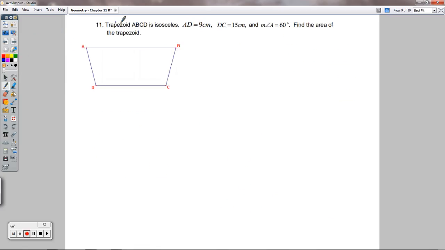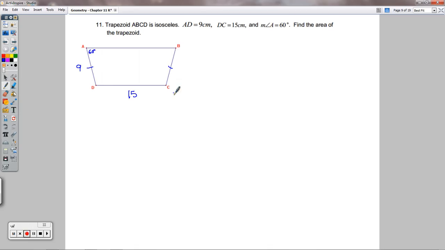Number 11. The trapezoid is isosceles. So we can assume that these two are congruent to each other. AD, it says, is 9 centimeters. D is 15. And the measure of A is 60 degrees. So that's 60 degrees right there. Find the area of the trapezoid.